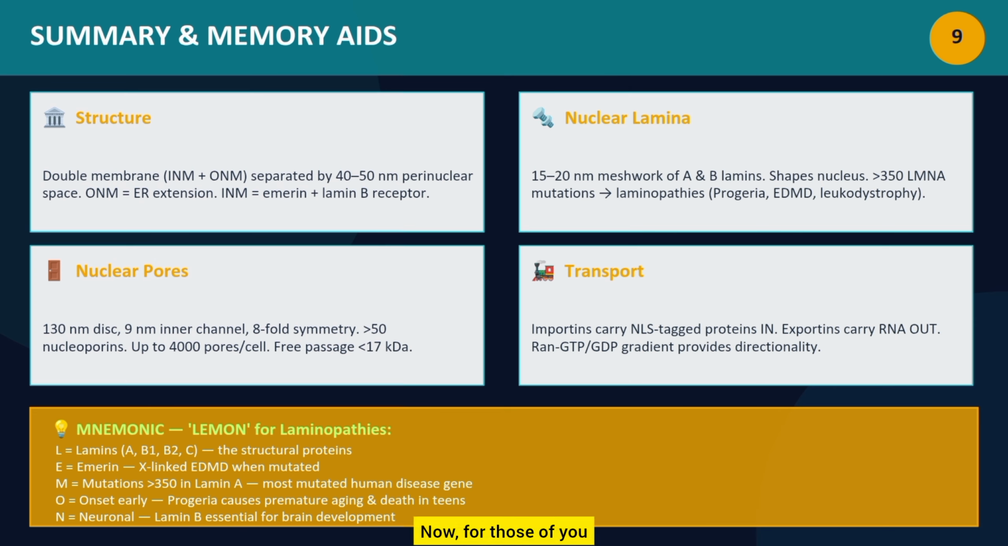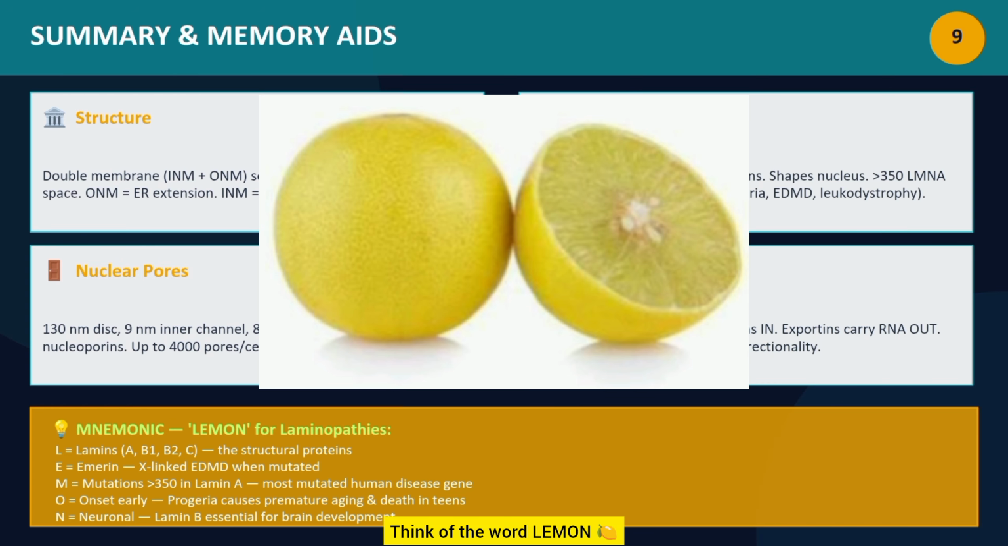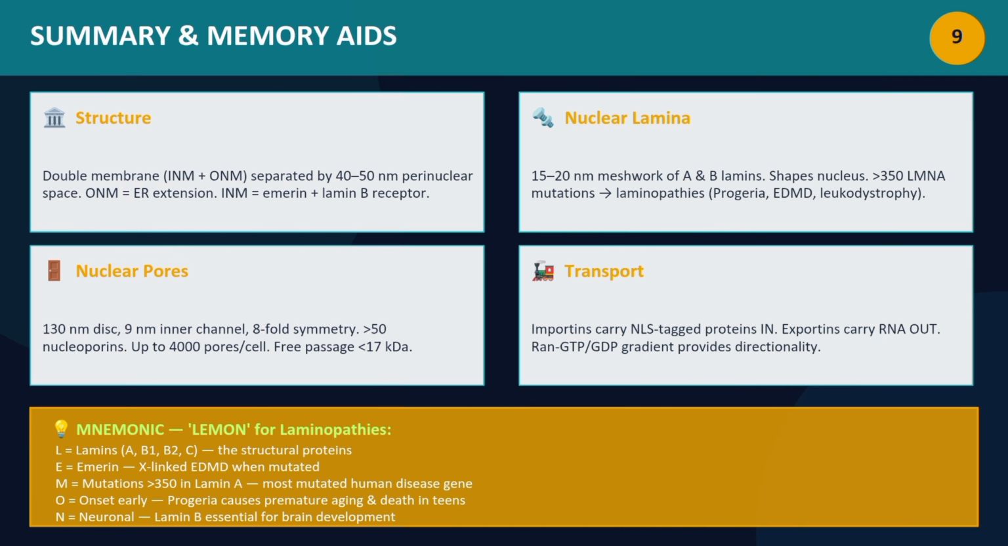Now, for those of you who need a memory aid, here is a mnemonic I put together for laminopathies. Think of the word lemon. L. Lamins. A, B1, B2, C. The structural proteins of the nuclear lamina. E. Emerin. Mutated in X-linked EDMD.